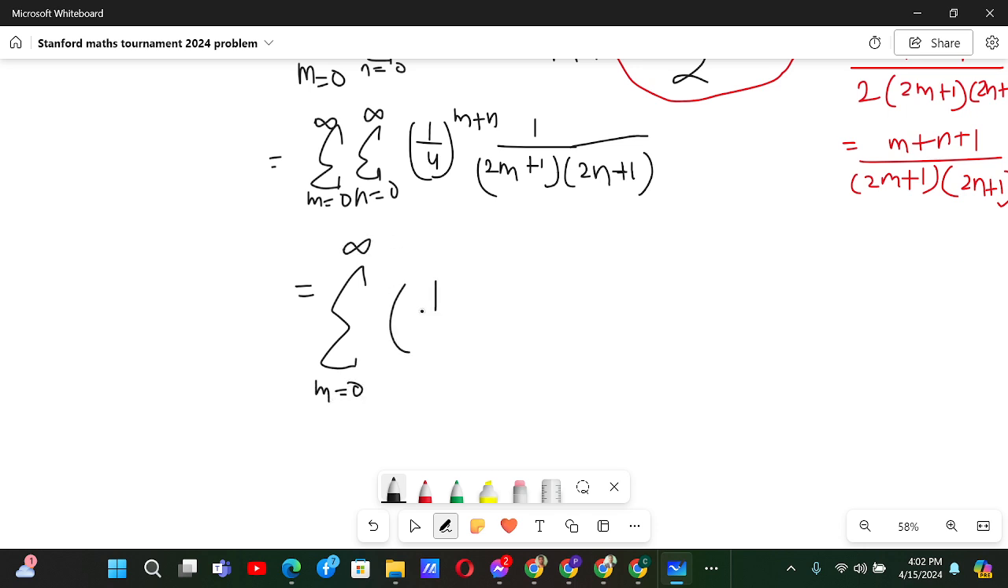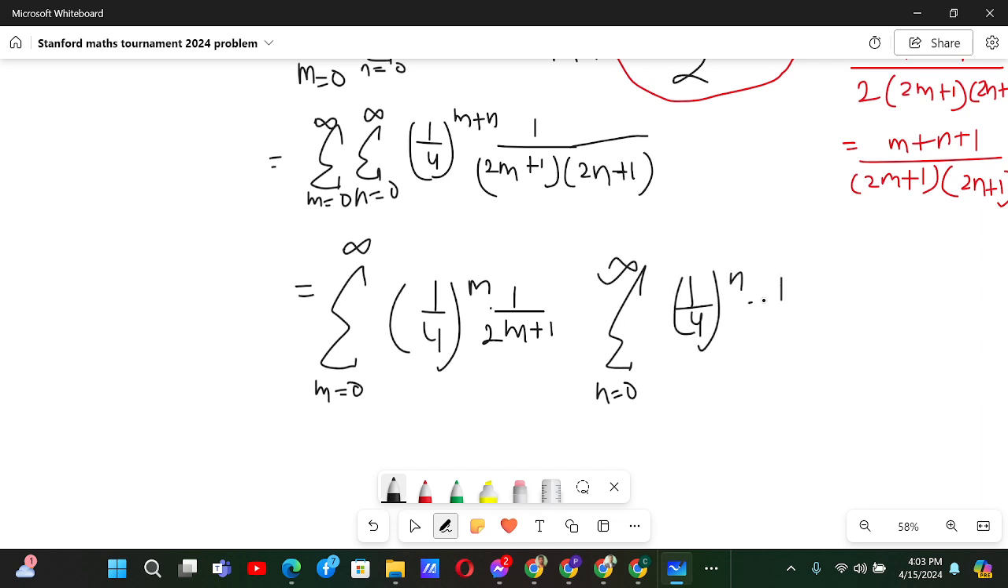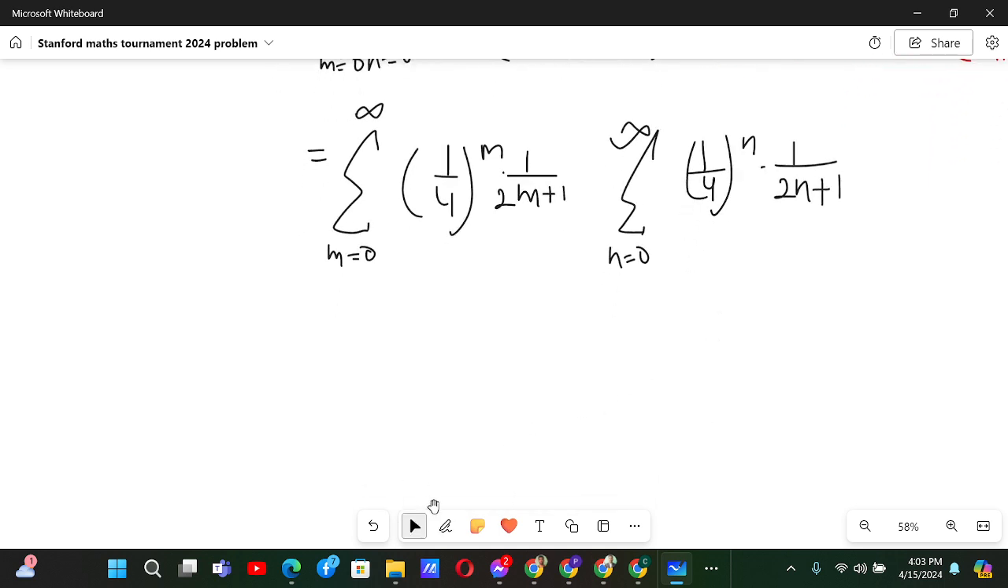So sum from m equals 0 to infinity, 1 by 4 to the power m, 1 by 2m plus 1, and sum from n equals 0 to infinity, 1 by 4 to the power n, 1 by 2n plus 1. Since m and n are dummy variables, these two sums are basically the same, so we will write them as one and then square it.